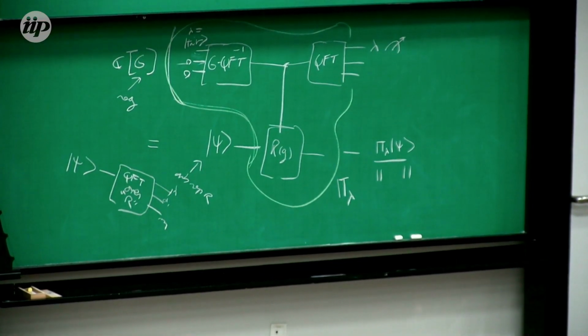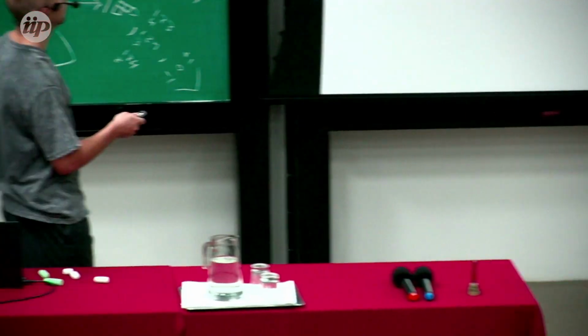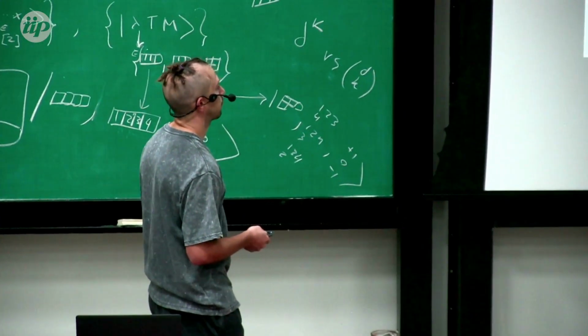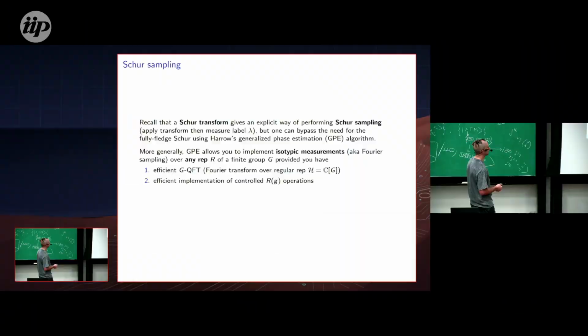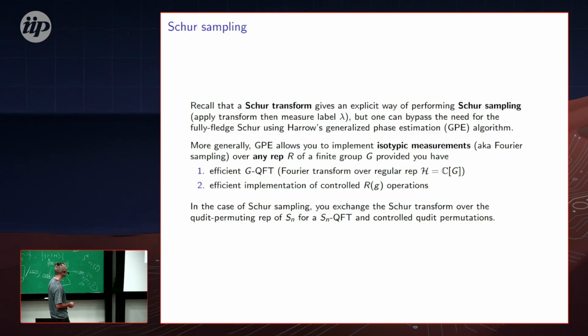As I said, you can bypass the Schur transform and implement Schur sampling if you have the SN QFT and an implementation of a controlled R, a control representation.